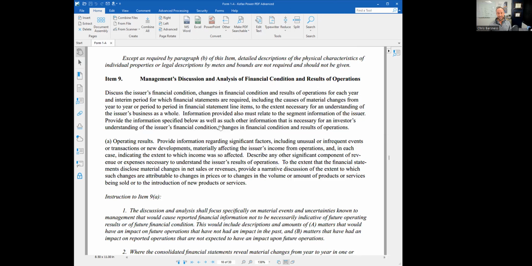MDA, management discussion and analysis. So if it's a new company, this is going to be a very short section because it talks about prior results of the company. If the company's been around a while, this is a little bit more lengthy. It says the management's talking about, okay, here's our profit and loss statement for the last 3 years. Here's what's been going on with the company. Here's how we're making money or not making money, and the results of our operation.